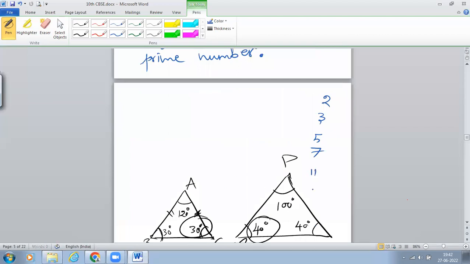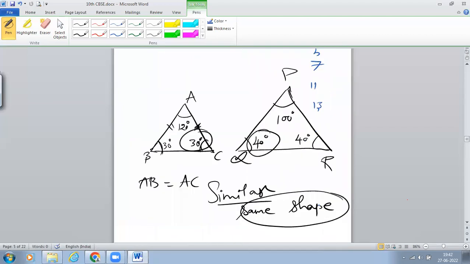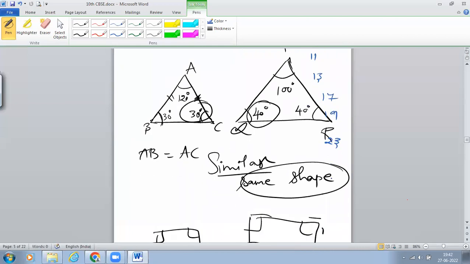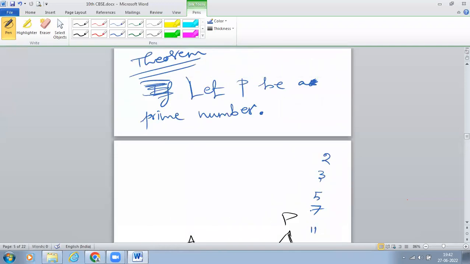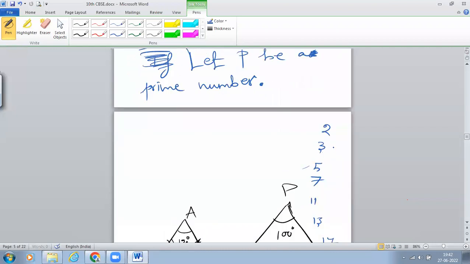After 7, 11. After 11, 13. And after 13, 17. Then 19, then 23, then 29. These are prime numbers, and it keeps on going. Prime numbers are those numbers that have only 2 factors, 1 and the number itself. They are divisible by 1 as well as the number itself. No other numbers will divide them.